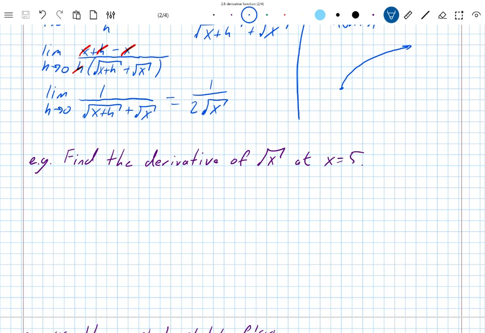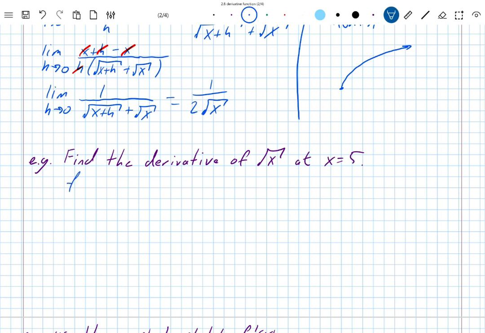Okay, we figured out how to calculate a couple of derivative functions. Let's see how they can help us out. Let's say I wanted to find the derivative of the square root of x at x equals 5, maybe because I wanted to know the slope of the tangent line or an instantaneous rate of change. Well, now that I know this derivative, this flies by.